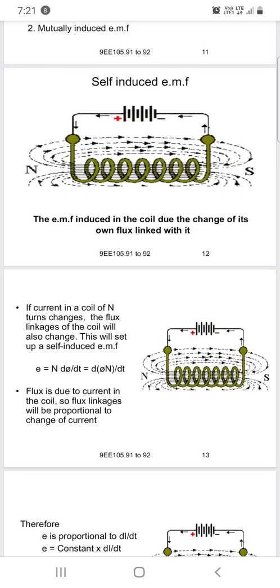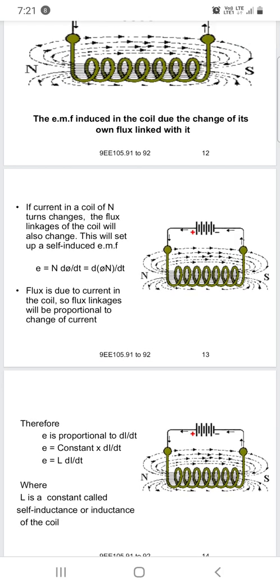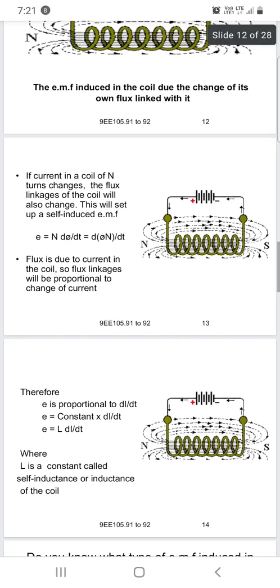So if the current in a coil of N turns changes, it changes the flux linkages of the coil. So the flux linkages of the coil also change, and this sets up a self-induced EMF. So here the induced EMF E is equal to N into d phi by dt.